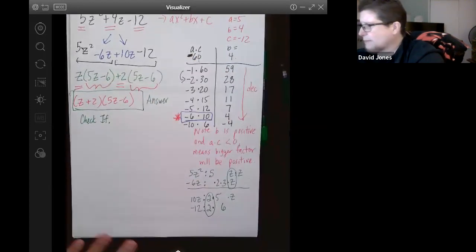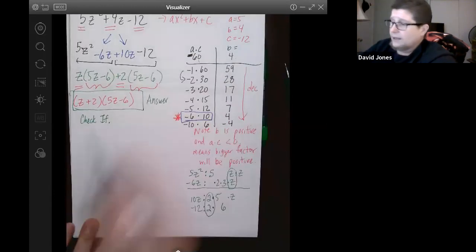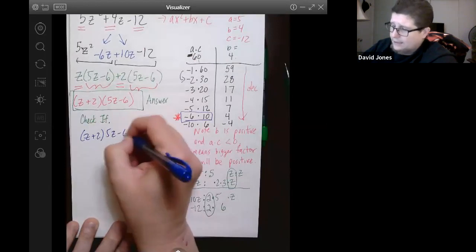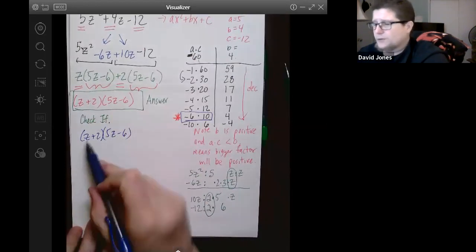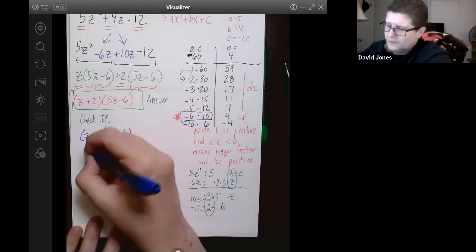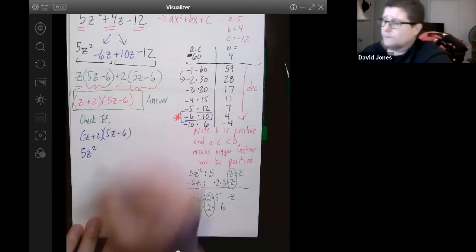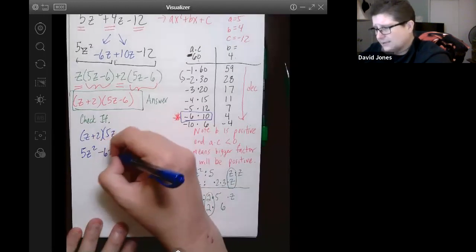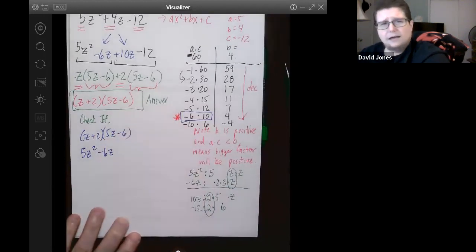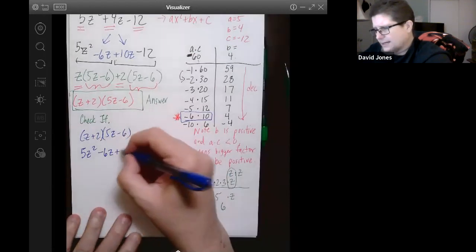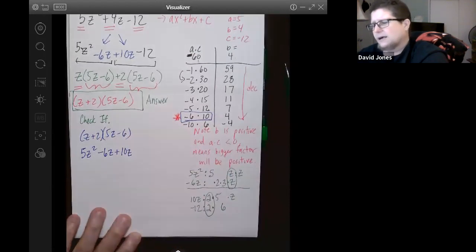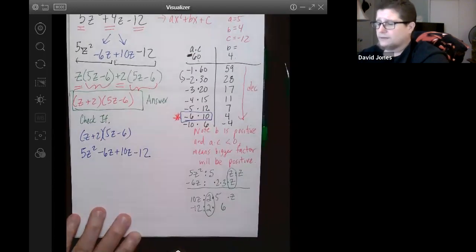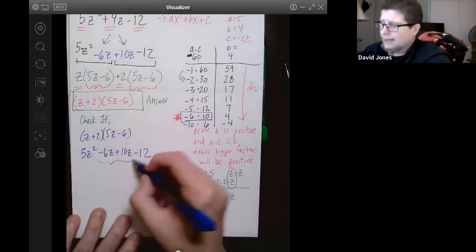So let's check it by redistributing. So z plus 2 times 5z minus 6. If I distribute the z, I've got z times 5z is 5z squared. Z times negative 6 is negative 6z. 2 times 5z is 10z. And 2 times negative 6 is negative 12. Finally, we combine like terms.